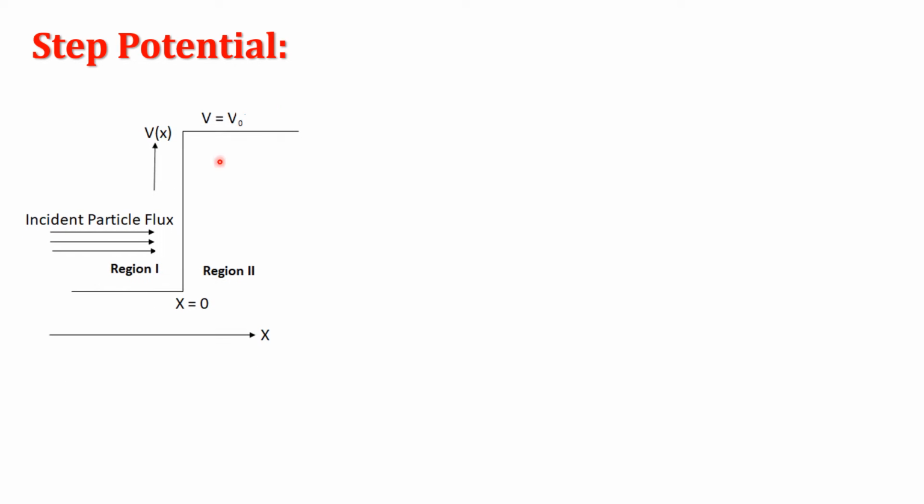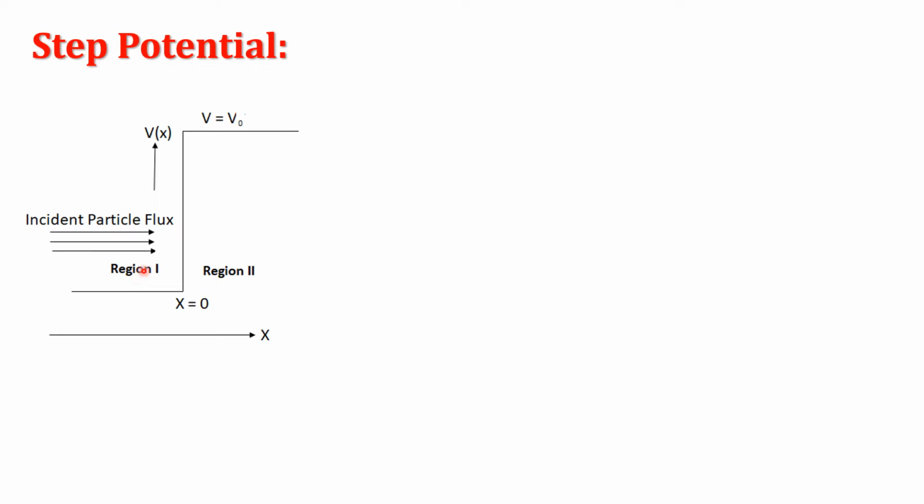Here we discuss the quantum mechanical treatment for the motion of a particle along the x-axis across the step potential. Such a step potential is represented here. It is a barrier between the two regions at x equal to 0. It is just like a step. Therefore, we call it the step potential.